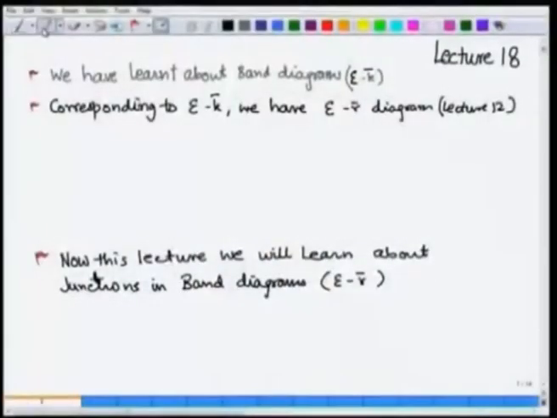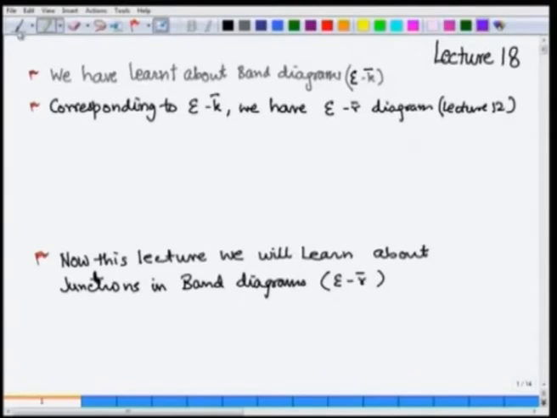So, what we have done is we have learnt about band diagrams. We were learning about energy and K band diagrams. Then after that, corresponding to the E-K diagram, we examined that we could have an E-position diagram, and that we did in lecture number 12.